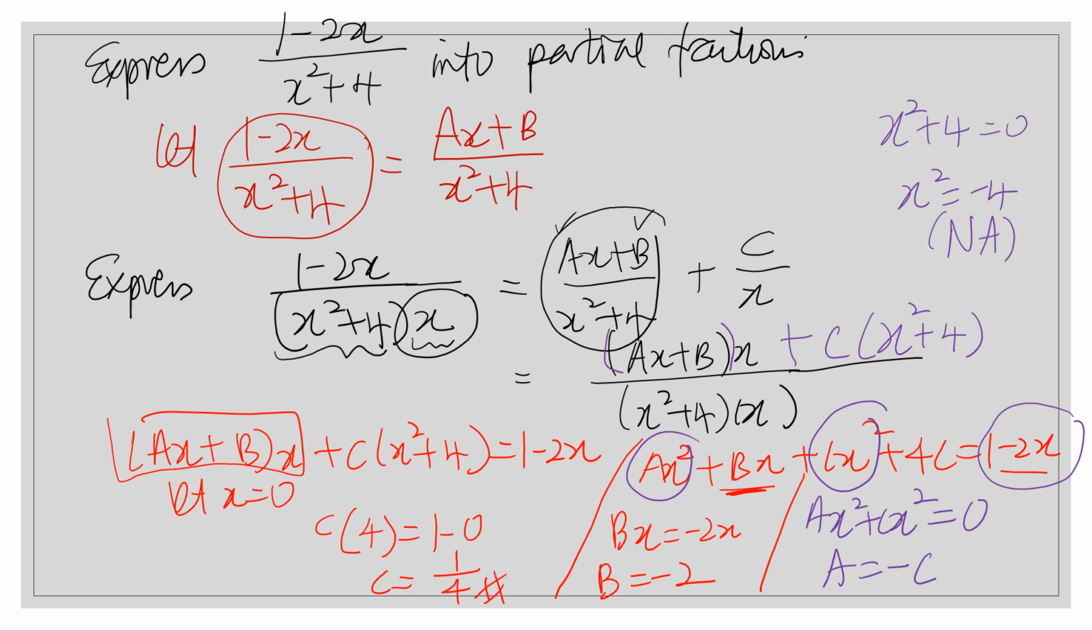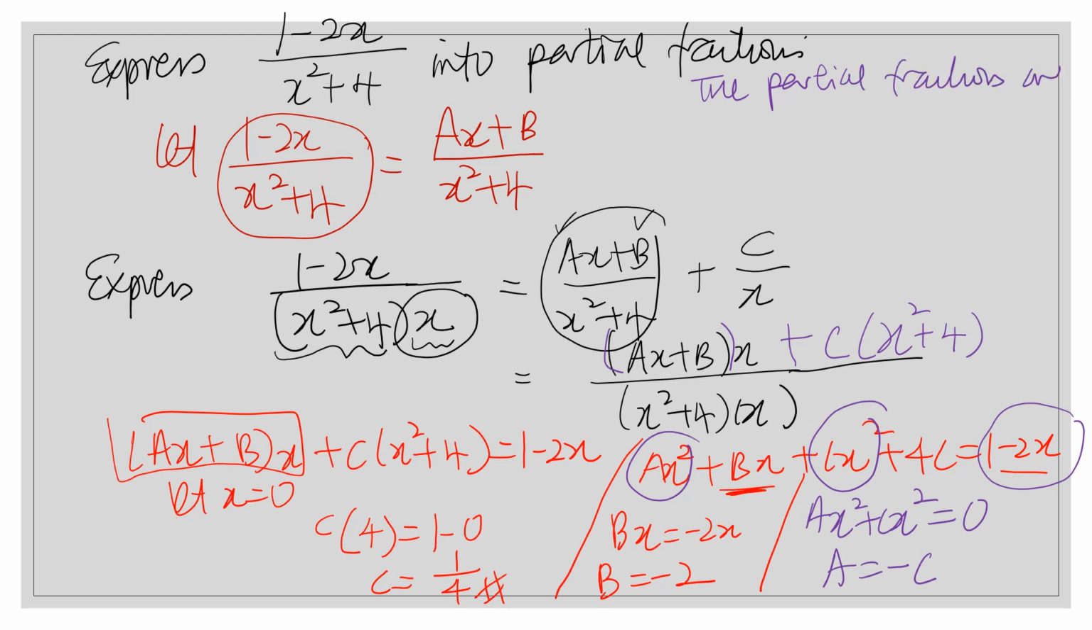Alright, so let's put them all together so that we can get our partial fractions. Okay, so the partial fractions will be, a is equal to negative c, and c is 1/4, so negative 1/4. So I have negative 1/4 x plus b, which is negative 2, so minus 2, over x squared plus 4, plus 1/4 over x. Alright, we can't leave the answer as such, it's not simplified.